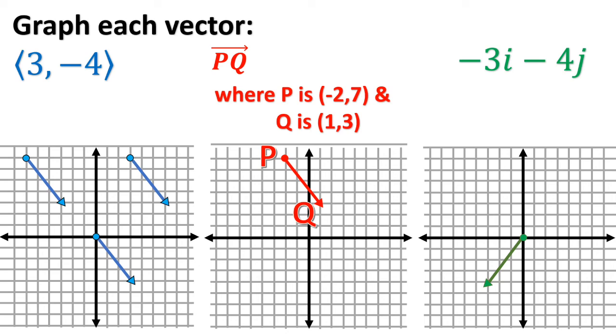Again, the graph of a vector is not unique. We could start vector -3i minus 4j from any location. Let's say we started here. From this point, we would move left 3, down 4, and draw an arrow and connect. Here is another graph, although not in standard form, of vector -3i minus 4j. Here is another graph of vector -3i minus 4j.